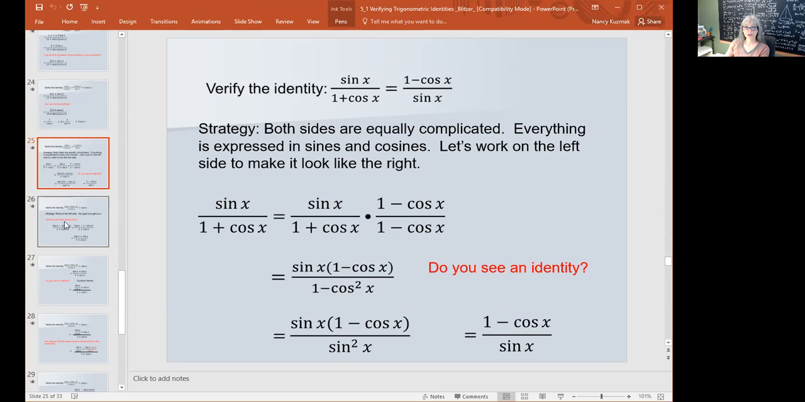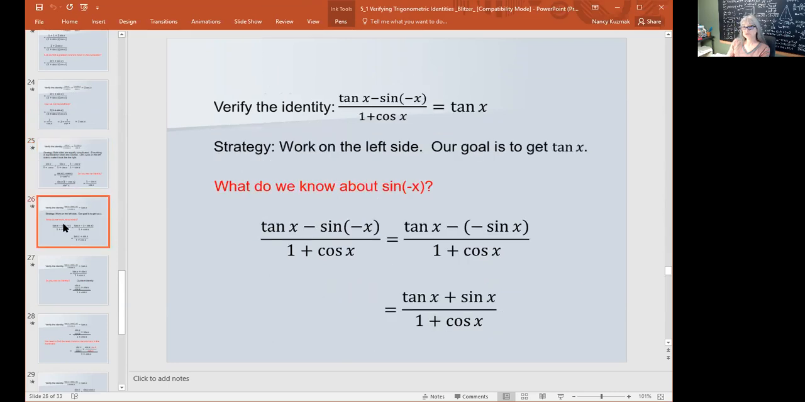Okay? Now, let's do some more complicated ones. And these use that even-odd property. So what do you know about that even-odd property? And I'll be honest, sometimes I struggle seeing the even-odd property. But I know that sine of negative x is the opposite of sine x. So notice how this crosses out to tan x plus sine x. All right, just by using that even-odd property.